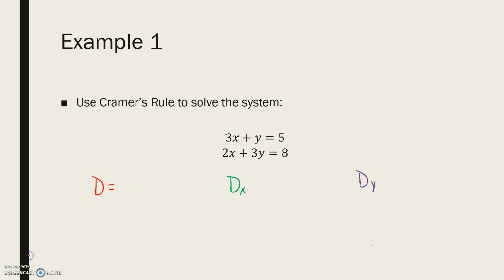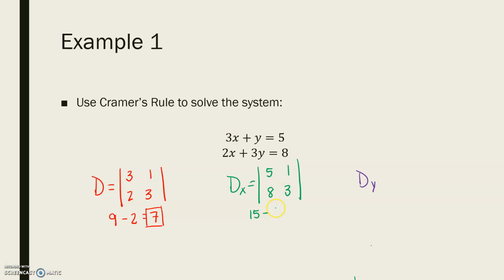So let's start with just d. This one is the easiest one, I think, for people to remember because it's just taking the x and y coefficients. So it's 3, 1, 2, 3. And when I do that determinant, I get 3 times 3 is 9, minus 2 times 1 is 2, so I get 7. So this is the value of d. For d sub x, since this is the variable that I have written, it's the one that I'm replacing. So I'm replacing 3, 2 from this determinant with 5 and 8. But the y's will stay there. So when I do this, I get 5 times 3 is 15, minus 8 times 1 is 8.